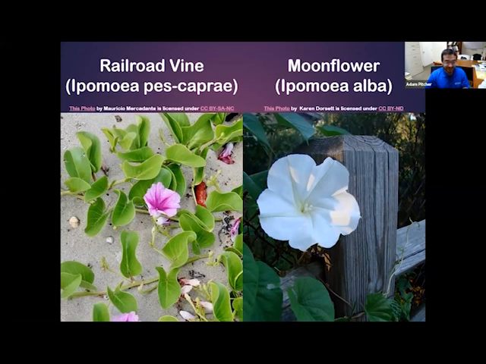It would be an excellent plant to try and grow on a green roof. So if you had a type of roof, or someone was trying to make a type of roof where you grew plants on it, railroad vine would absolutely be a great plant to use for that.